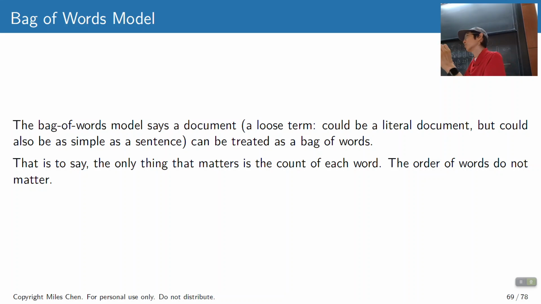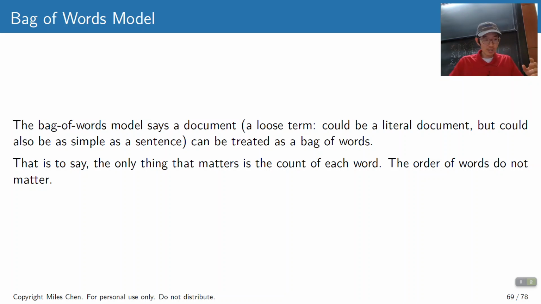X7,000 would be how many times the word house appeared. X20,000 would be how many times the word mathematics appeared, or something like that. And some of the last ones will be how many times the word zebra appeared, or whatever. And you have all of these different variables. The bag of words just says that's all that matters, how many times each word appears.